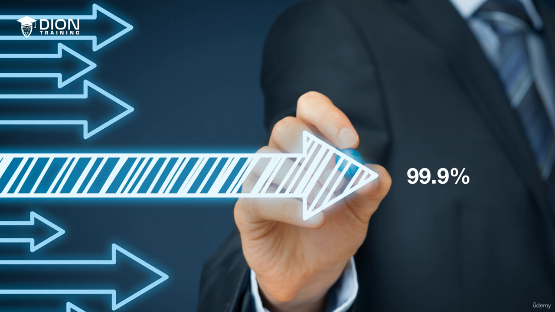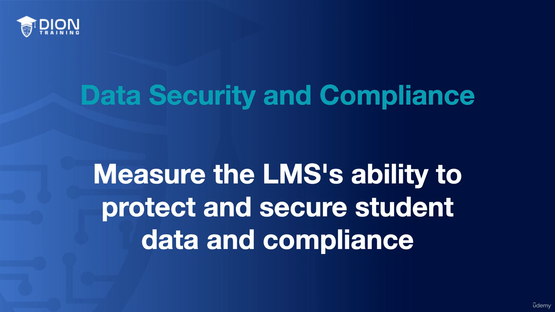Now, at 99% uptime, this means the average industry LMS is going to be down for about 52.5 hours per year. But if Dion Training can maintain a 99.9% uptime, then our LMS would only be down for 8.7 hours per year, making our system 6 times more reliable by using a 99.9% uptime instead of using an industry average of 99% uptime. Third, we have data security and compliance.